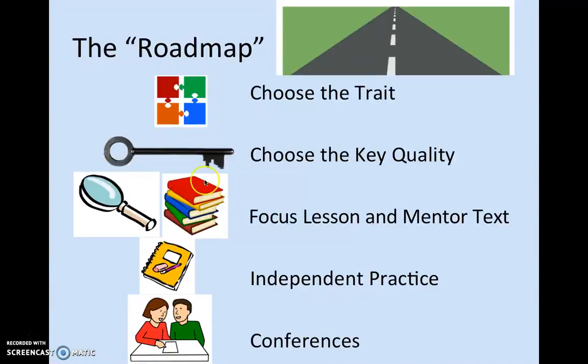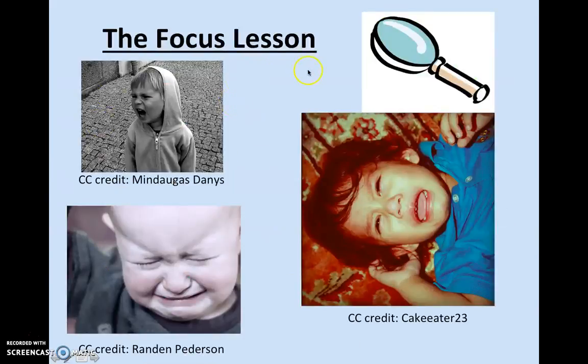So after you've done that, here's that roadmap we had before where we chose the trait, chose the key quality. Then we're going to think about that focus lesson and mentor text, what independent practice we want, and what we're going to do for conferences. So now that I've looked at the rubric, I kind of know which key quality and which trait we're working in with ideas. So we're going to go ahead and decide on our focus lesson.